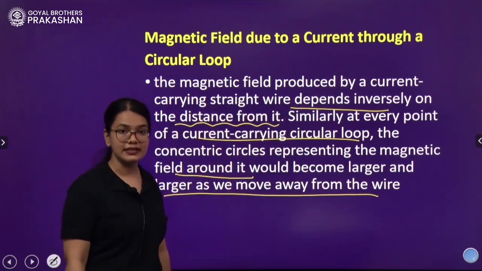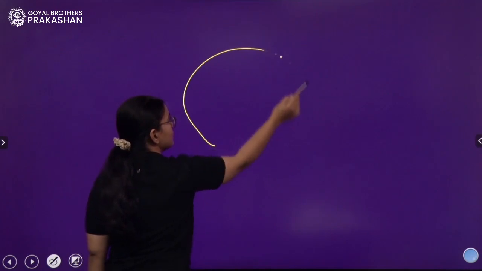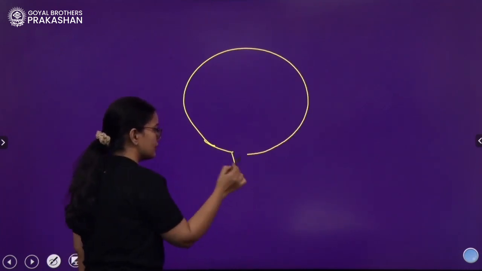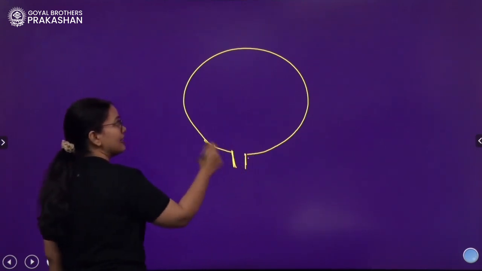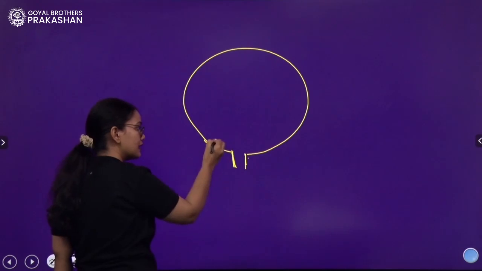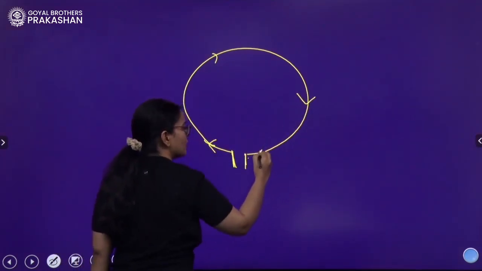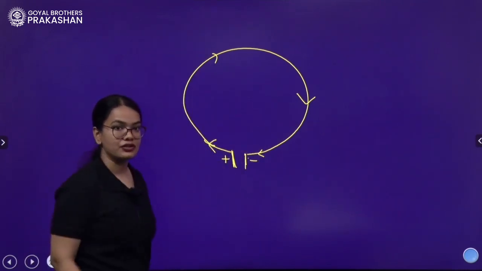Before going into the detail, let us see how the circular loop looks like. Suppose this is a circular loop. It is like this, right? As if I have taken the wire, I have made a circle out of it, and the current started flowing in, let's say, the anti-clockwise direction. What is this? Anti-clockwise direction, right?